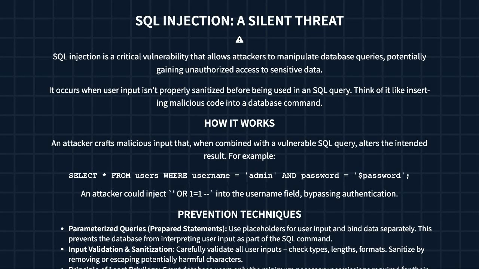Okay, let's talk about SQL injection. It's a really important topic for backend developers. Basically, it's when someone tricks your database into doing something it shouldn't, like revealing sensitive information or changing data without you knowing. It happens when user input isn't properly checked before being used in an SQL query. Imagine someone sneaking malicious code into a command to get around security measures. That's kind of what SQL injection is all about. We'll look at how it works, and most importantly how to stop it using techniques like parameterized queries, which are super helpful for keeping your database safe.